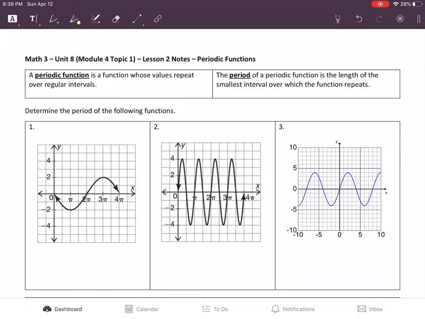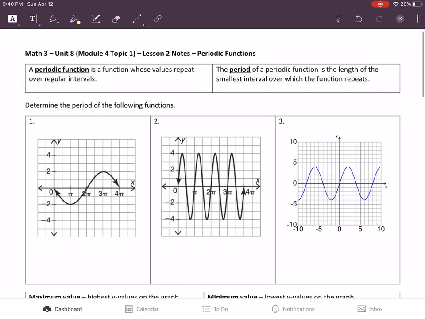So this is the start of Module 4, Topic 1. And in this unit, we're going to be looking at periodic functions, okay? Periodic functions are functions where the values just repeat themselves over and over and over, okay? All right, we can see that in all these three graphs on the bottom here, 1 through 3.